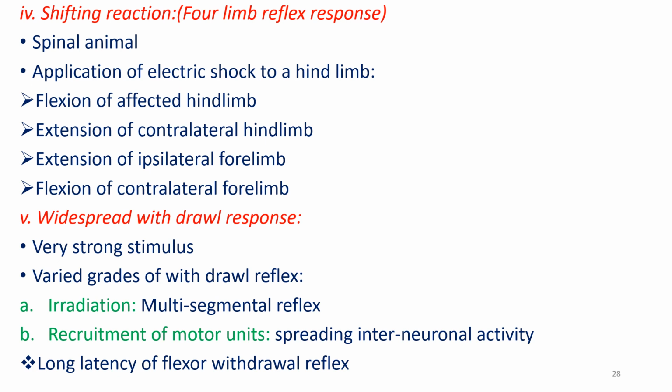And another important part is that the flexor withdrawal reflex has a long latency, or we can say reaction time, because the time taken by the peripheral delay and the central delay is very long, because multiple neurons are involved in this reflex. So flexor withdrawal reflex shows all the properties of synaptic reflexes, spinal reflexes, like adequate stimulus, rebound, irradiation, recruitment of motor units, reciprocal inhibition, after discharge.